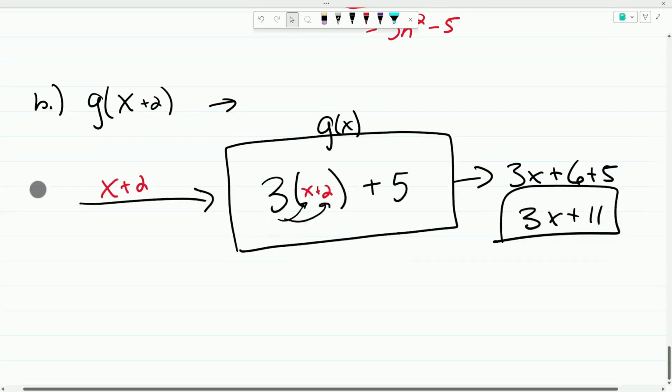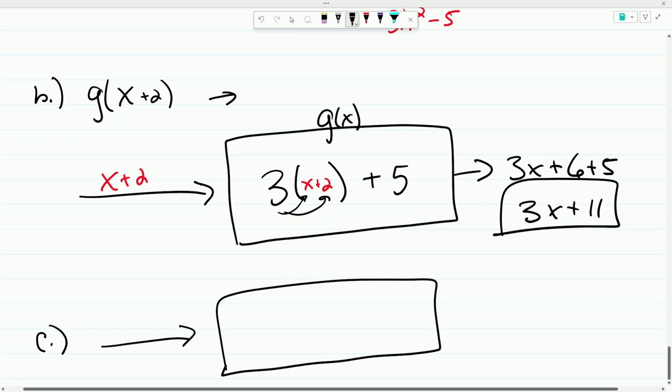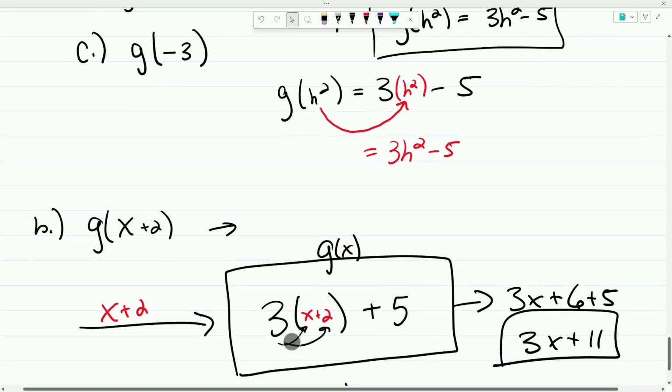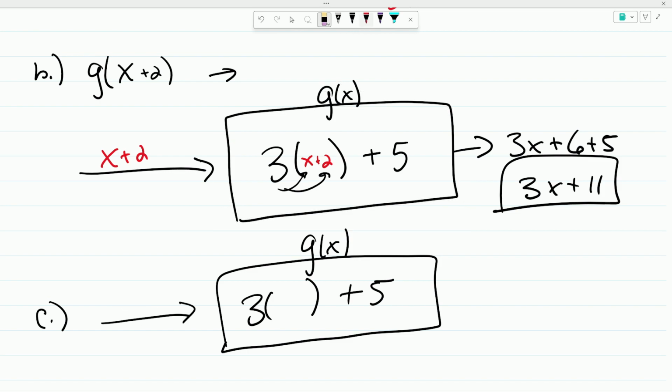Finally, for part C, another nice visual representation. You typed in -3, right? Yep, -3. Let me use a red marker to keep it consistent. So -3 would come down into that spot. 3 times -3 is -9 minus 5. The output would be -14. And that's all we're asking you to do. We're giving you an input, and you've got to tell me what the output is.